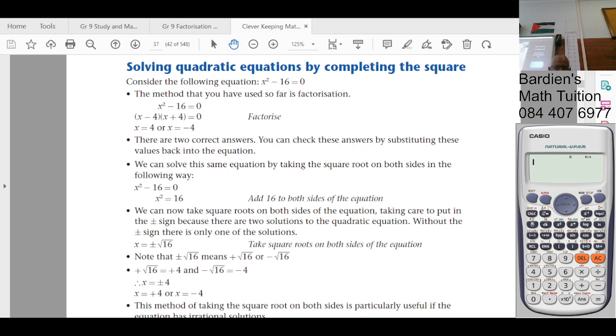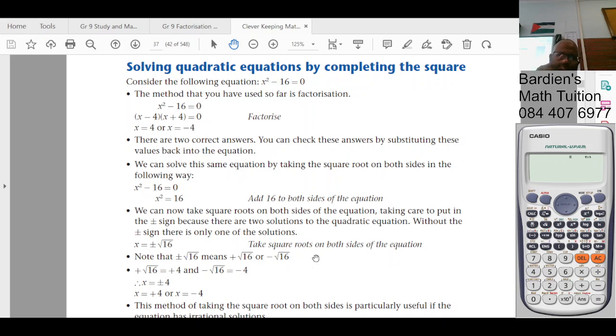Alright, so we're looking at page 37, solving quadratic equations by completing the square. They say consider the following equation: x squared minus 16 equals 0. Now in the past we know that we could have solved this in one of two ways. We could have factorized x squared minus 16 equals 0 as a difference of two squares, x minus 4 times x plus 4, which in turn gives x equals 4 and x equals negative 4. So both these answers are correct. You can check your solution by substitution.